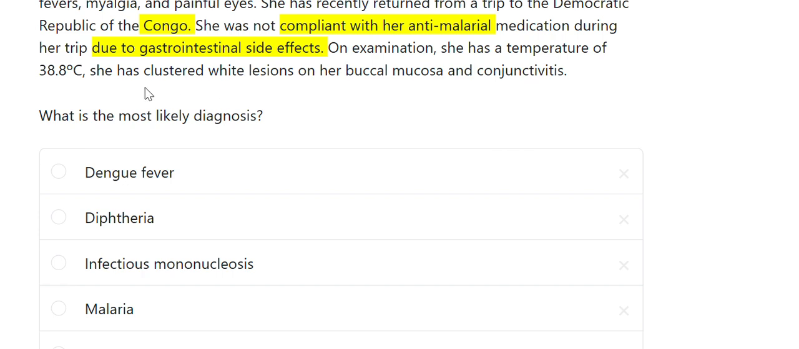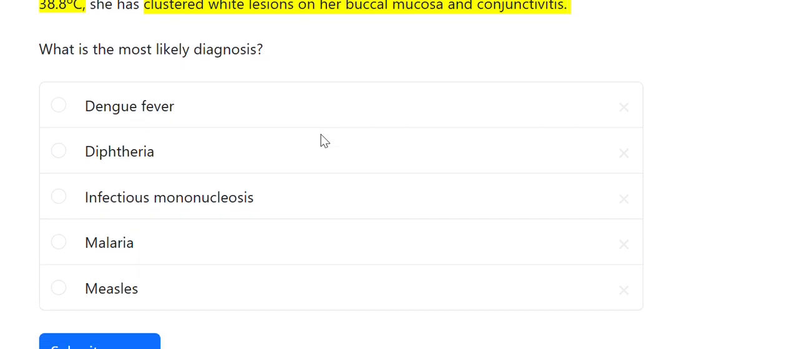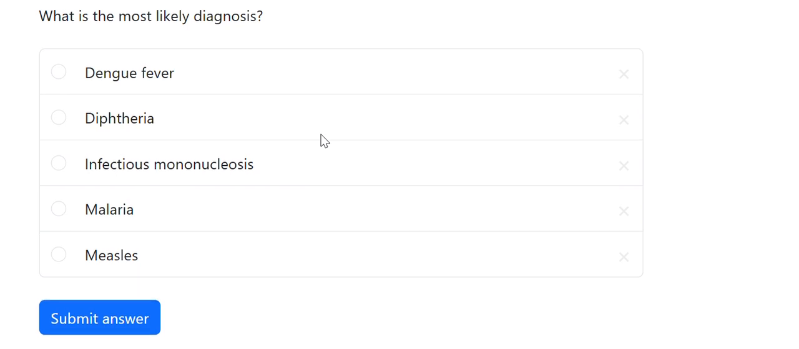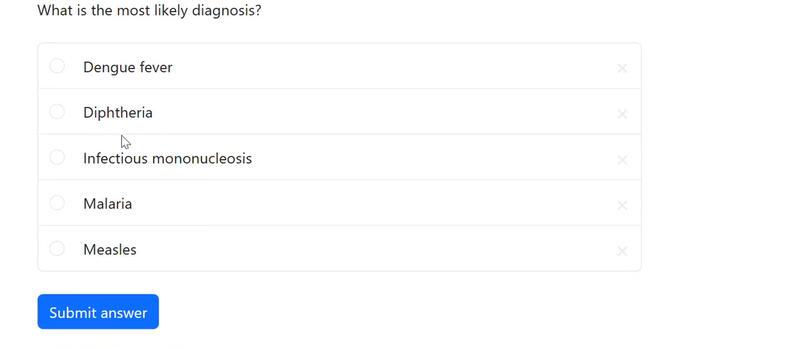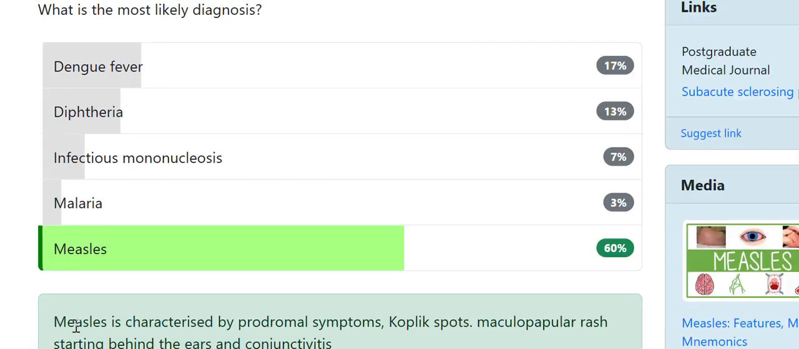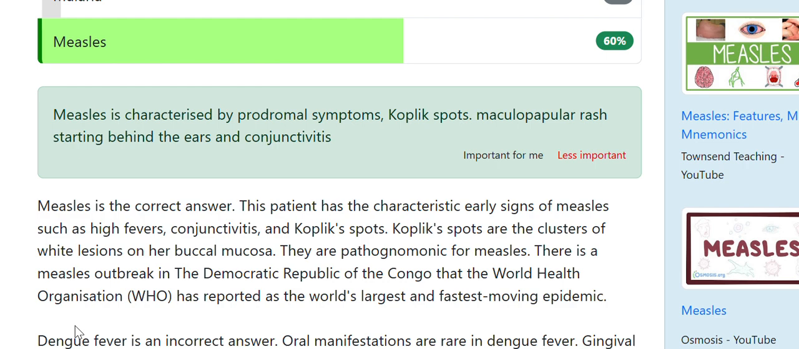She has a temperature of 38, high fever. Next, clustered white lesions on her buccal mucosa and conjunctivitis. What is the likely diagnosis? Measles? Yeah, measles is characterized by prodromal symptoms like Koplik spots.